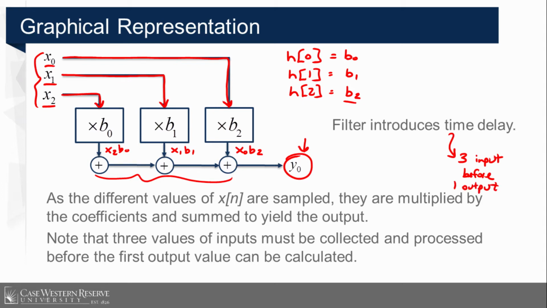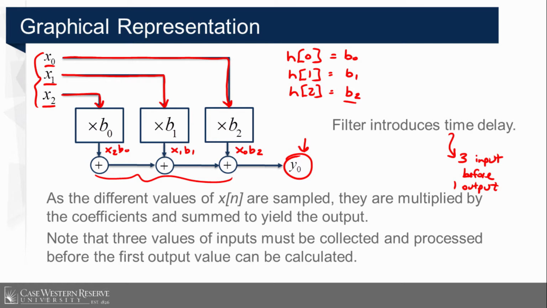So you could say the time delay is how long it takes us to collect these 2 additional input points that we have to put in before we can get an output. So we also notice that this delay is going to increase depending on the order of our filter. So if our filter order is 5, so we have 6 coefficients, then we'll have to put in 6 input values before 1 output value comes out.